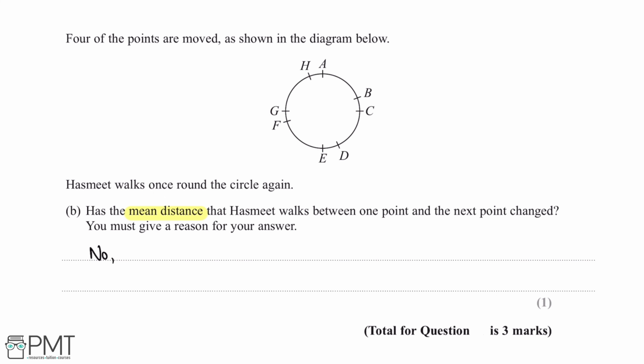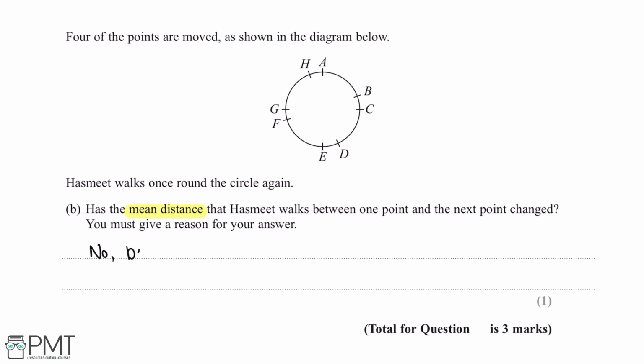So no, the mean distance that Hasmeet walks between one point and the next point will not have changed because the number of points and the circumference of the circle has stayed the same.